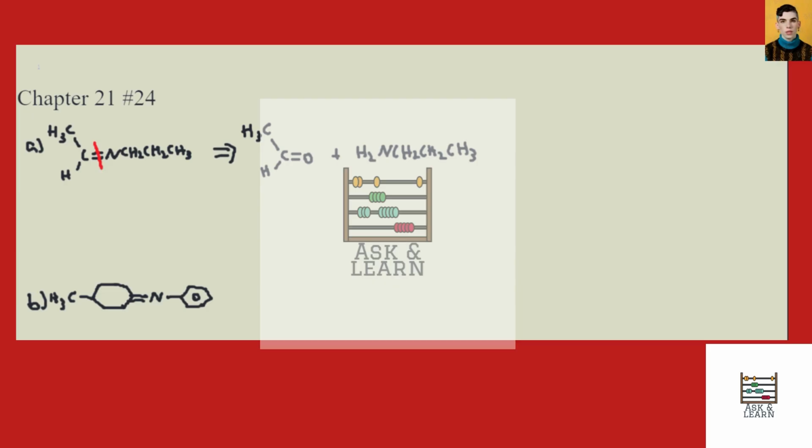Okay, so it's really that simple for these two problems. That's A, and then for B, we're going to do exactly the same thing. We'll draw a red line through the carbon-nitrogen double bond, and then we'll just redraw each of the pieces. The left half of this is going to be our carbonyl. In this case, it will be a ketone.